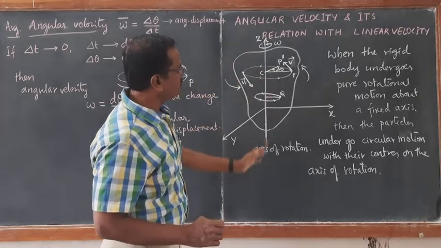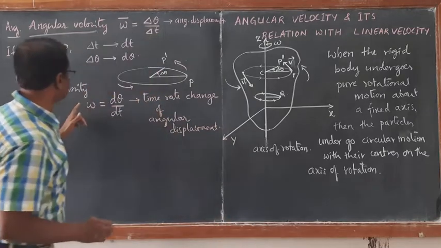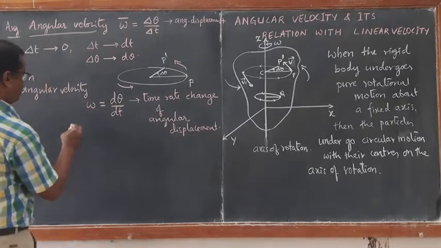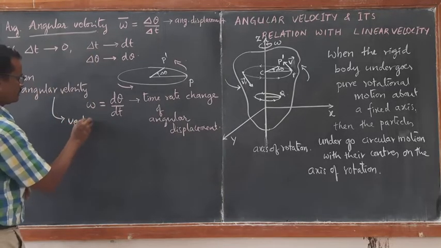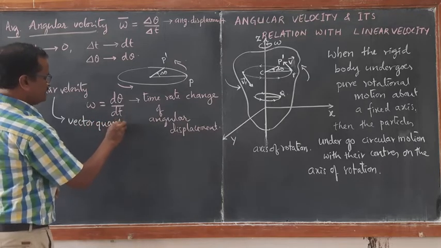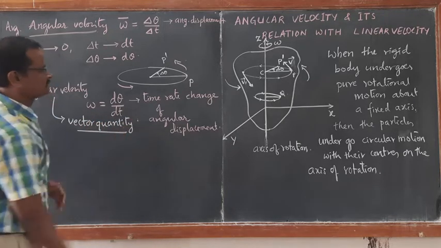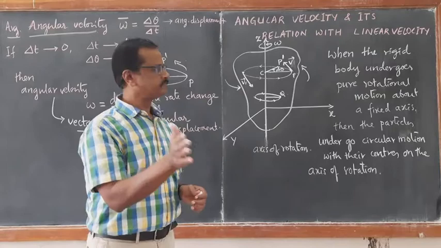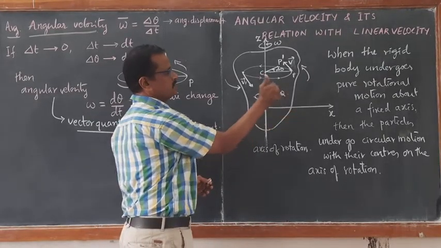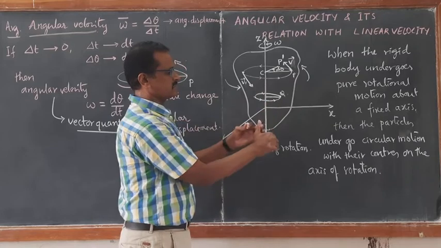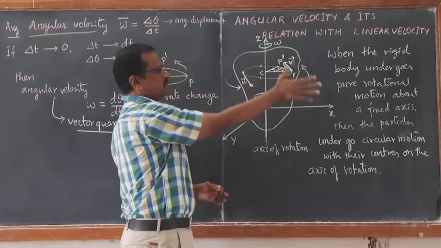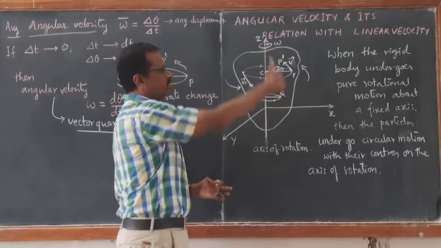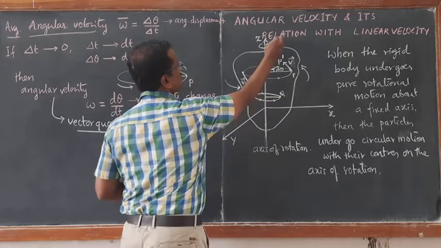Whereas the angular velocity, although defined as time rate of change of angular displacement, is a vector quantity. Angular velocity is a vector quantity. When it is a vector quantity, then what is its direction? Its direction is again given by the right hand grip rule. If the body turns here in the anti-clockwise sense, see, the thumb points upwards. When the body is rotating anti-clockwise, the thumb points vertically upwards. This gives you the direction of angular velocity.